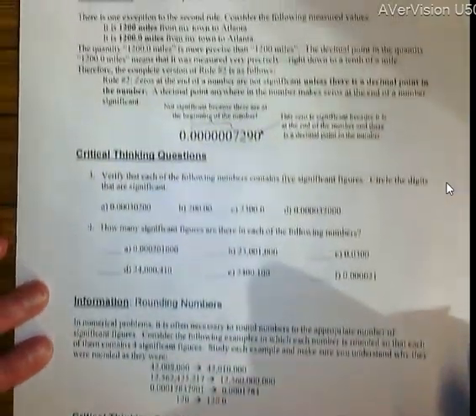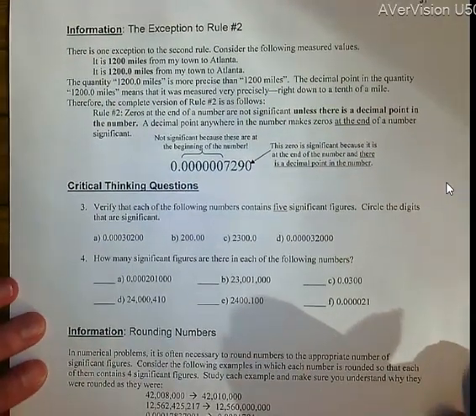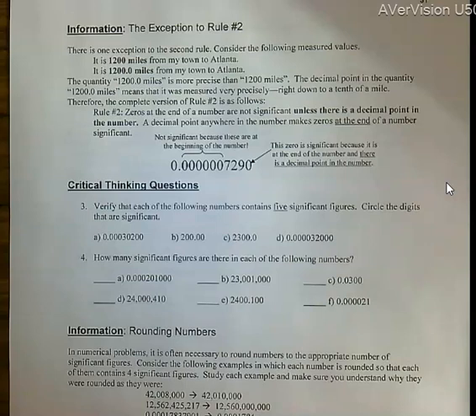All right, the exception to rule number 2. There's one exception to the second rule. Consider the following measured values. It is 1,200 miles from my town to Atlanta. It is 1,200.0 miles from my town to Atlanta. The quantity 1,200.0 miles is more precise than 1,200 miles.